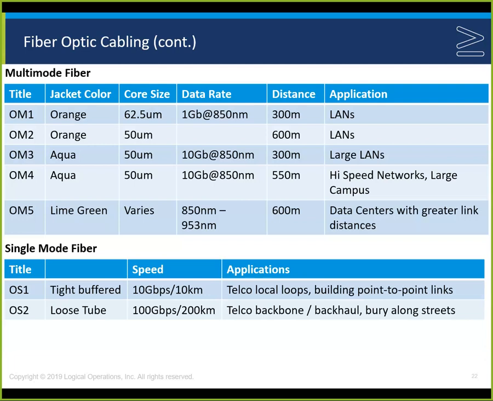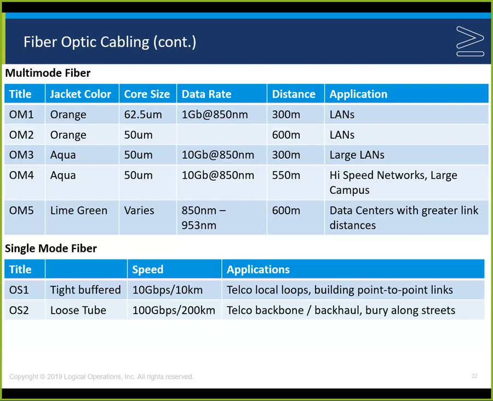But the orange, when you see orange, think multi-mode. When you see yellow, think single mode. But we have others here. The orange, the 62.5 micron, the titles OMs, and I don't know that you'll need to know those, but just as a point of interest, the color of the jacket gives you an indication of what kind of fiber it is.